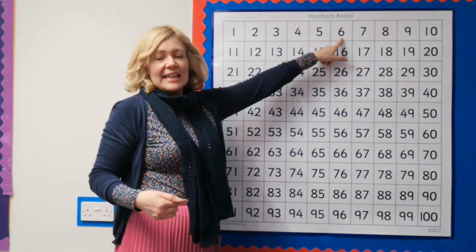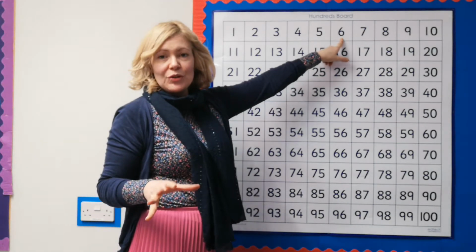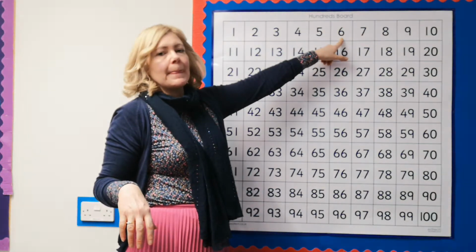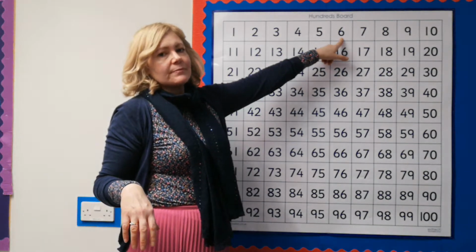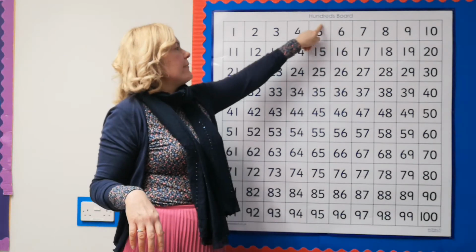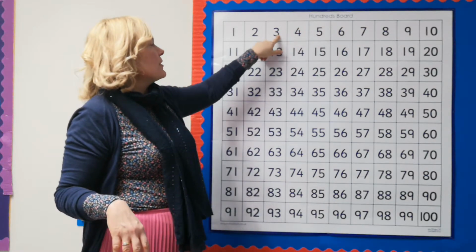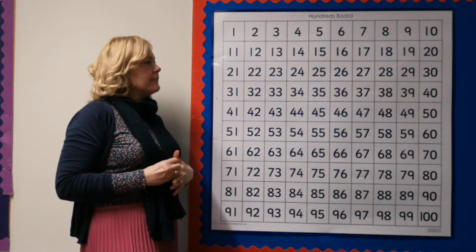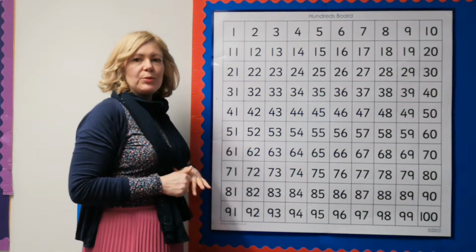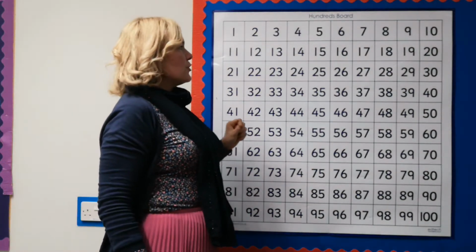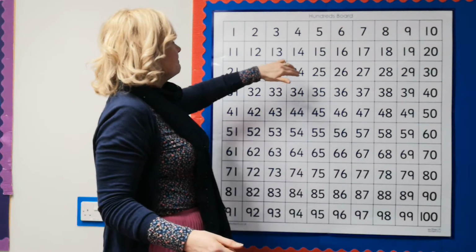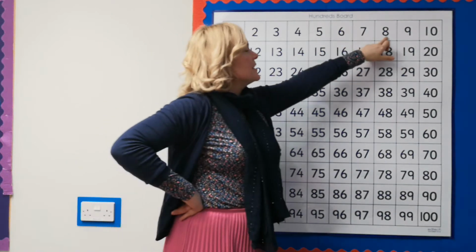Actually, this number is 6, in case you are closing your eyes because you don't want to use the 100 square. So can you count back from 6? Give you a chance to do it. So 6, 5, 4, 3, 2. Excellent counting back. Now, if you don't want to use the 100 square to help you, you can close your eyes. If you do want to use it to help you, that's fine. Can you count back from 8?